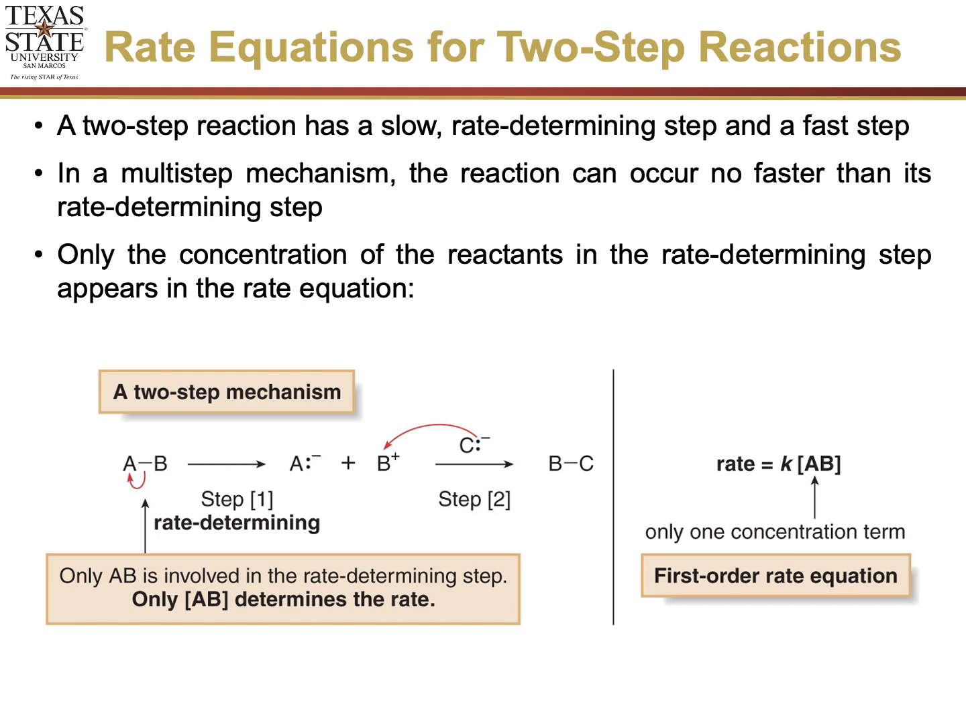For example, in the reaction where we have AB splitting to give us A minus plus B plus, and if that's the rate determining step, we only need to show the concentration for AB because the concentration of C doesn't matter, since it can't react until the first step has happened. And therefore, if it's only the concentration of AB, we only have a single exponent above the concentration of AB, giving us a first order reaction rate.